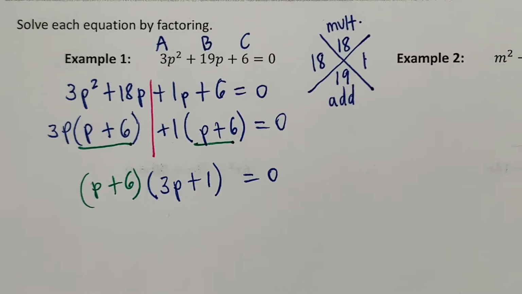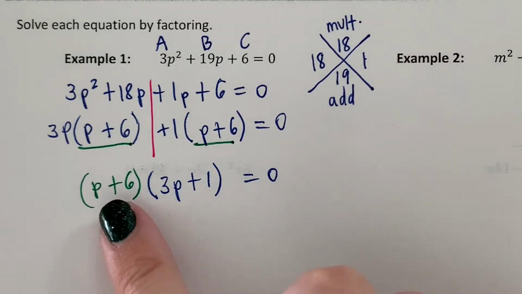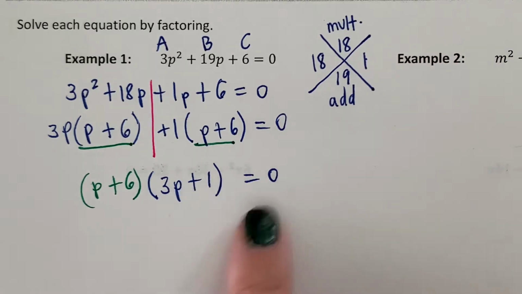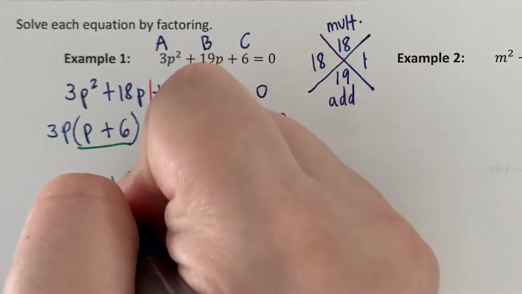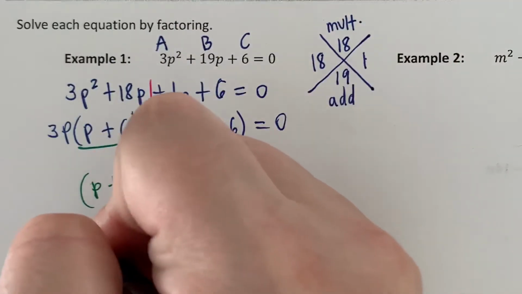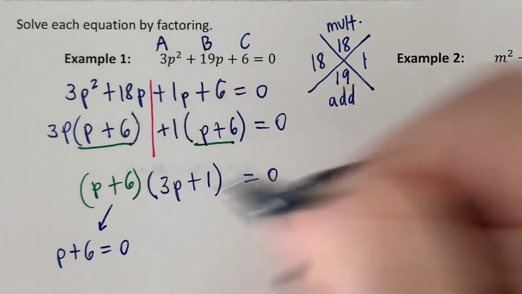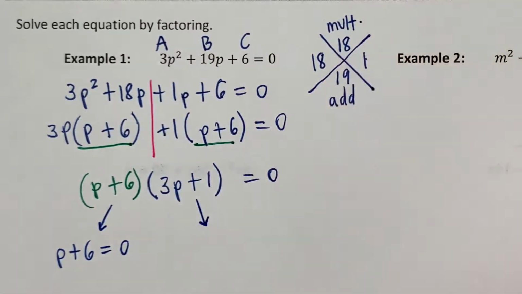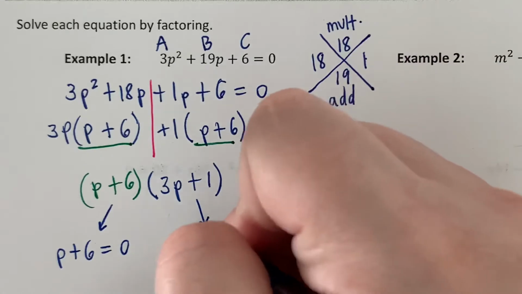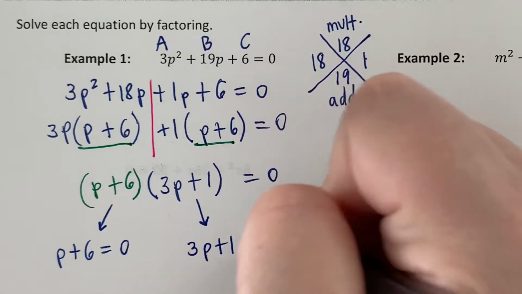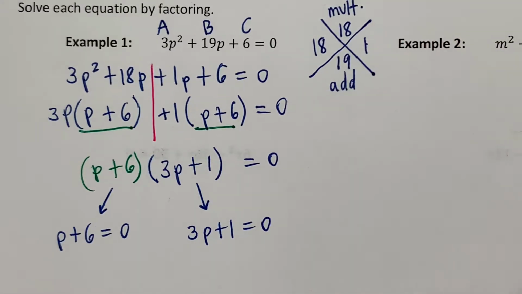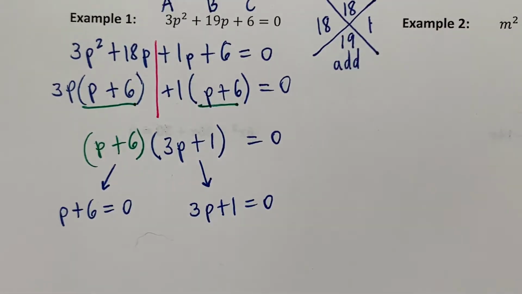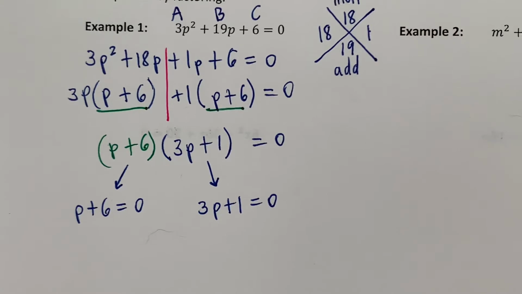Our last step, step 3, says we're going to set each of these factors equal to 0 and solve. So I can take this factor, p plus 6, and I can set it equal to 0. So I'll have p plus 6 equals 0. And I can also take my second factor, 3p plus 1, and set that equal to 0. So that's my last step. I now have 2 different equations that I need to solve for p.